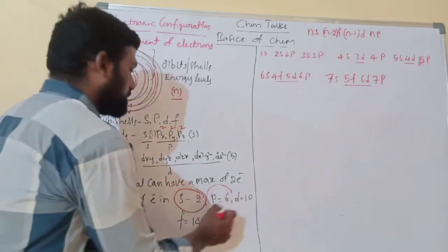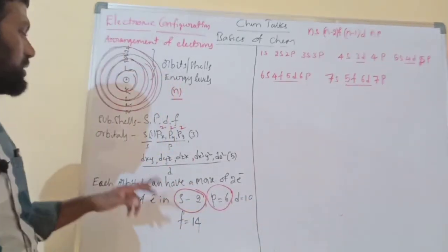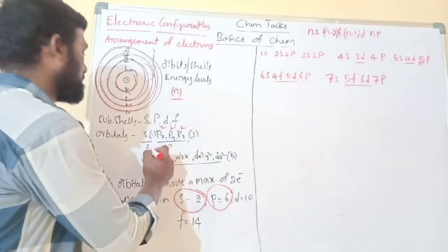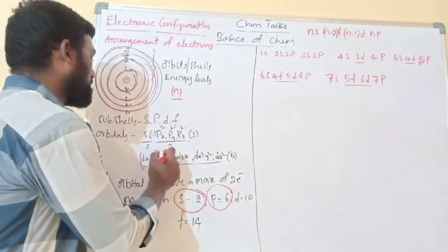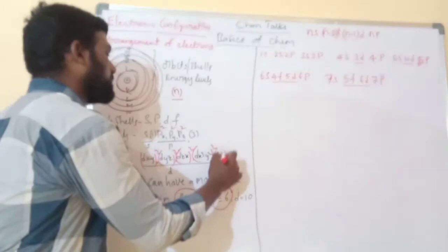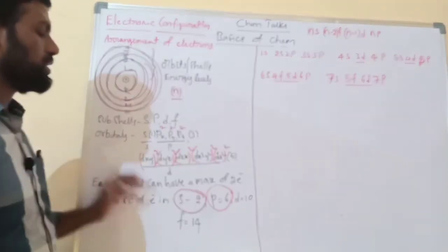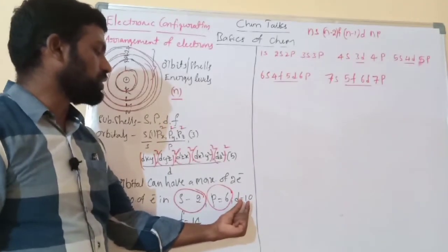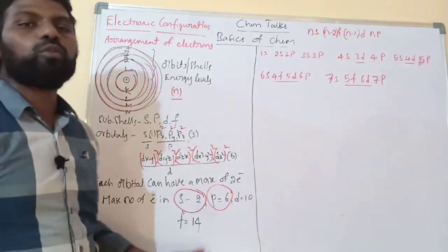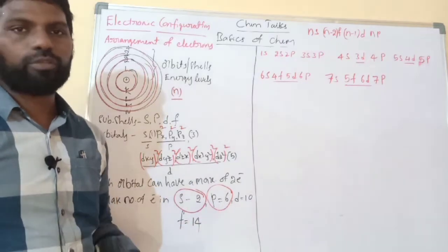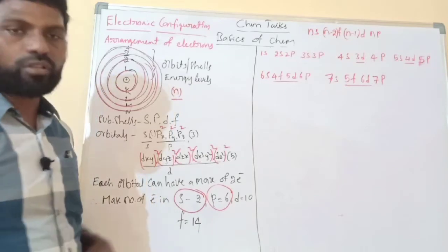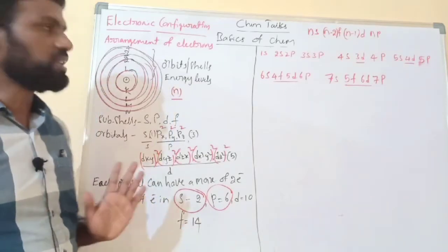Next, the D subshell. In the D subshell there are 5 orbitals: dxy, dyz, dzx, dx square minus y square, dz square. Each can have 2 electrons, so 5 twos are 10 electrons. The maximum number of electrons that can be accommodated in the D subshell is 10. Now, I told you there are 7 F orbitals, each can accommodate 2 electrons. 7 twos are 14 electrons. Just remember that number, it's enough.